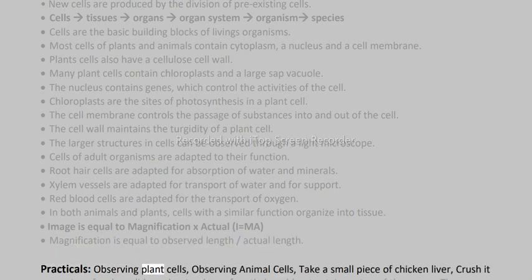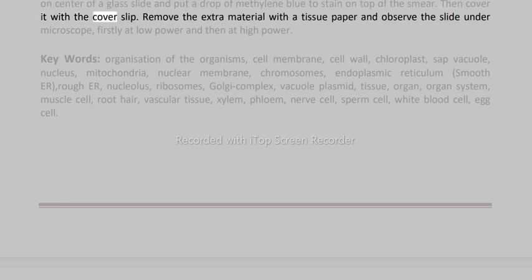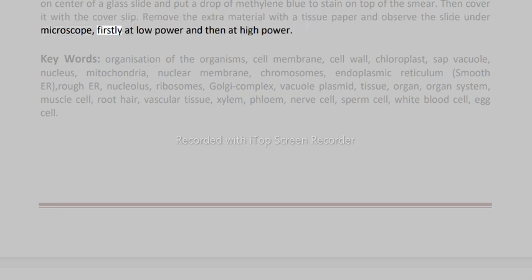Practicals: observing plant cells, observing animal cells. Take a small piece of chicken liver, crush it on the center of a glass slide and put a drop of methylene blue stain on top of the smear. Then cover it with the cover slip. Remove the extra material with a tissue paper and observe the slide under the microscope, firstly at low power and then at high power.